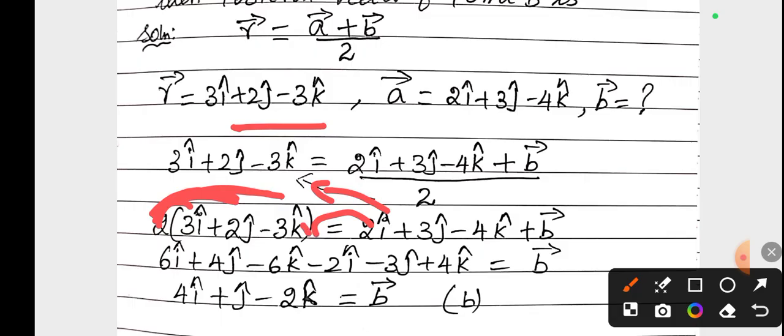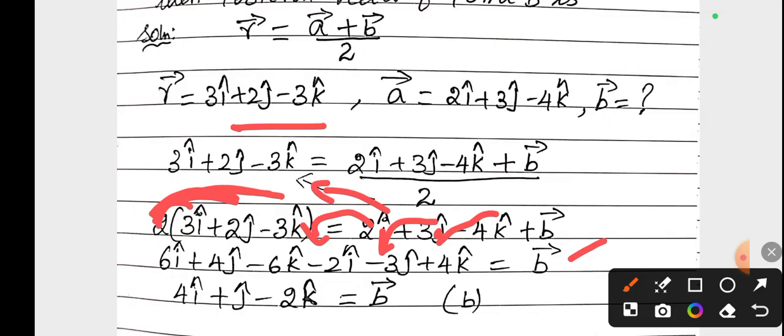Transposition. Plus 2i comes to this side now, minus 2i. Plus 3j comes this side now, minus 3j. Minus 4k comes this side now, plus 4k. Simply, the b vector is alone; they're keeping it on the right hand side, children, for balance, and all the others on the left hand side. Simplification, you can do on your own.